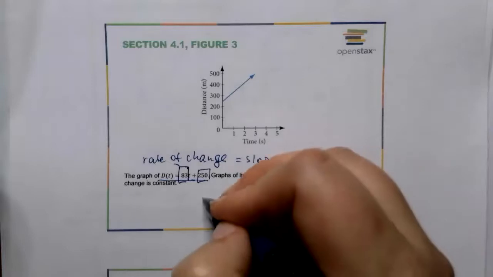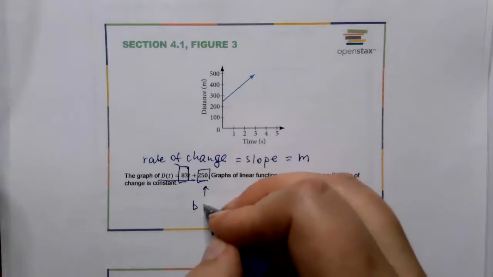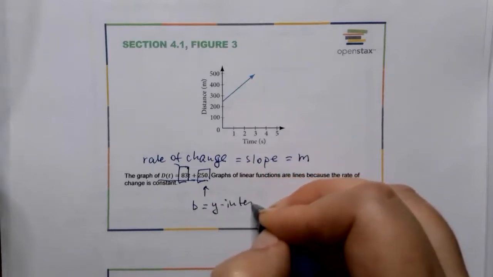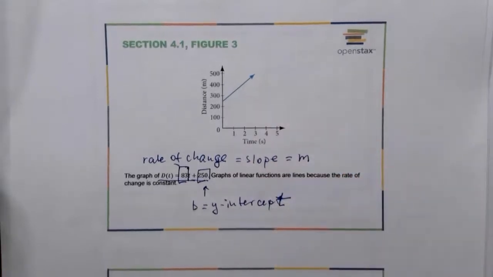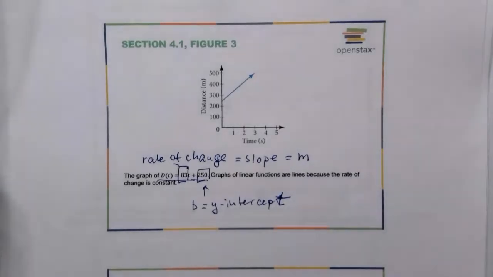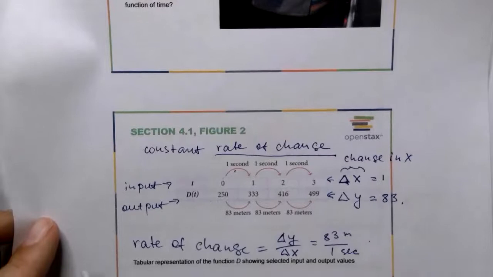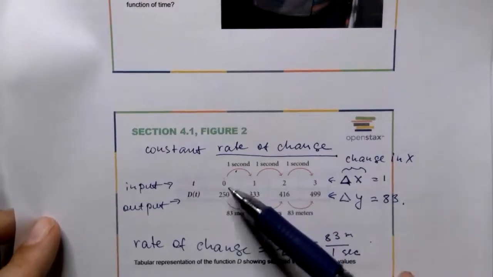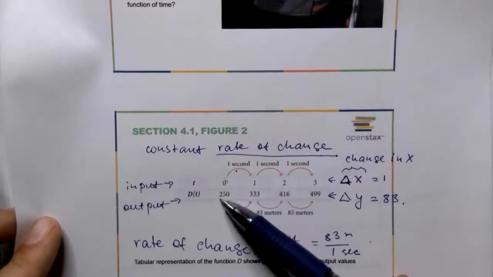Now let's talk about 250. What is that? Well, we know that it's your b value, or your y-intercept, right? This is your y-intercept. But in the context of the problem, what is it? Well, remember that we started measuring distance with 250. So at time 0, when we turn on our clock, or timer, the train was already 250 meters away from the station. So this is your initial value.